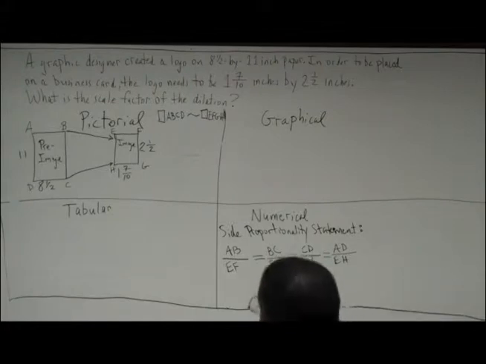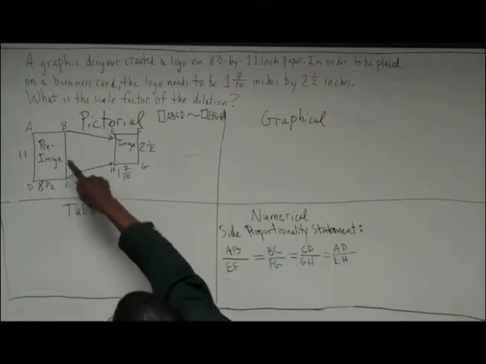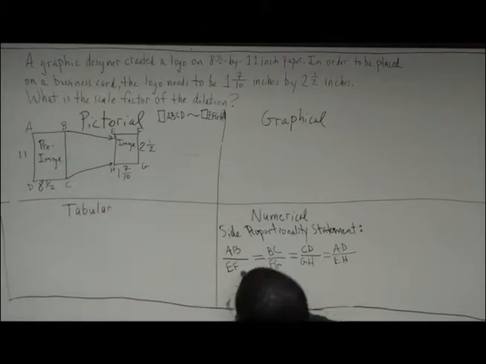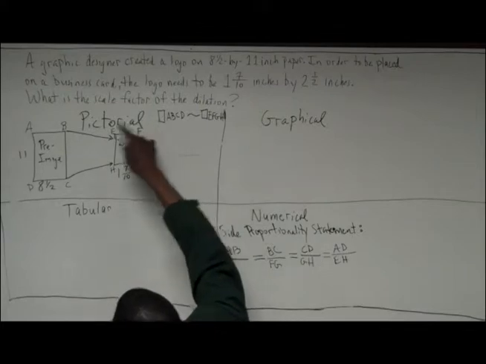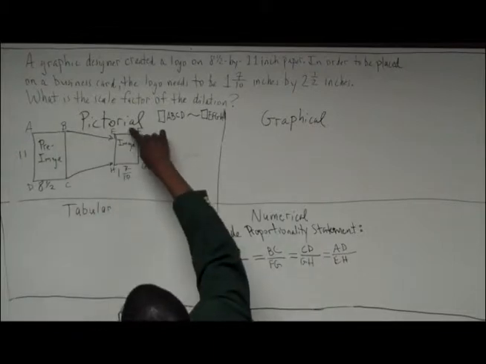Now, the way this can be imparted with the pictorial, side AB on the pre-image is the top side. Side EF of the image is also the top side. So that identifies the relationship. Corresponding locations. Side AB is the top compared to side EF, which is the top.